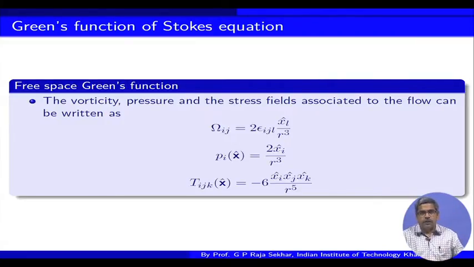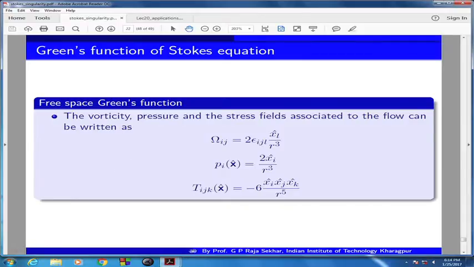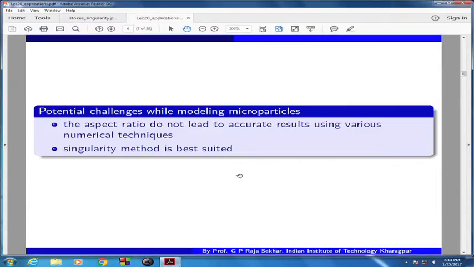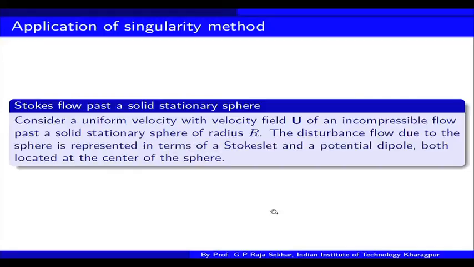Now, I promised that I will show some application of the singularity method. Okay. So, we will consider the corresponding Stokes flow past a sphere that we have done already. So, let us consider, as an application of the singularity method, Stokes flow past a solid stationary sphere. So, what are we considering? A uniform velocity, u bar, and then a sphere of radius R. Our aim is to compute the drag force, which is the Stokes drag.